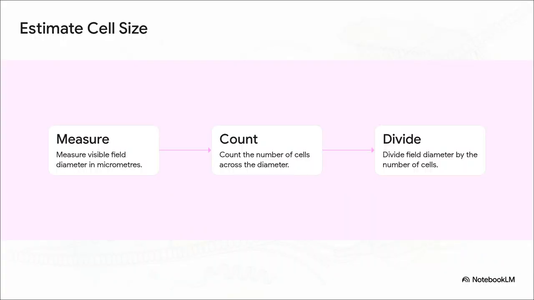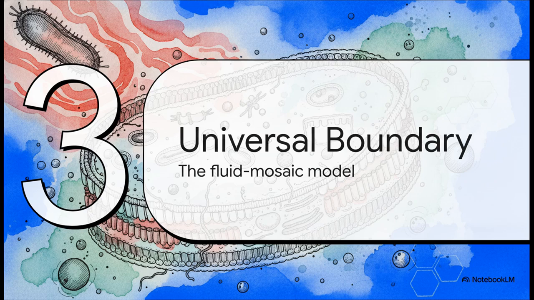So once we're zoomed in, how do we actually know the size of what we're looking at? Well, it's a pretty simple, elegant process, actually. First, you just measure the visible field diameter. Let's say it's 5 millimeters, which is 5,000 micrometers. Then, you literally just count the number of cells lined up across that diameter. By simply dividing that field diameter by the number of cells, boom, you can easily estimate the actual size of a single cell.